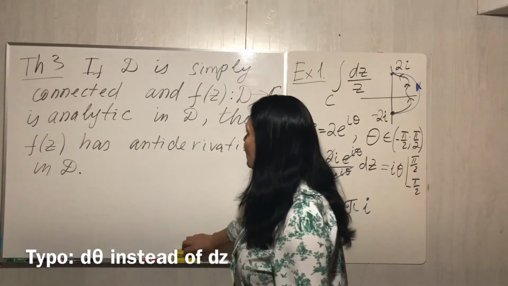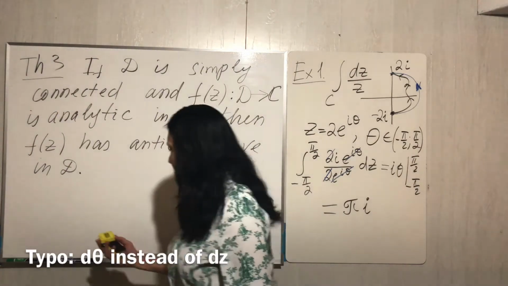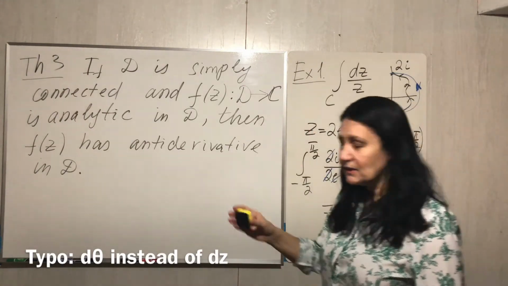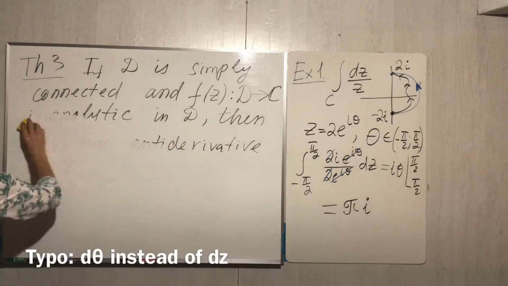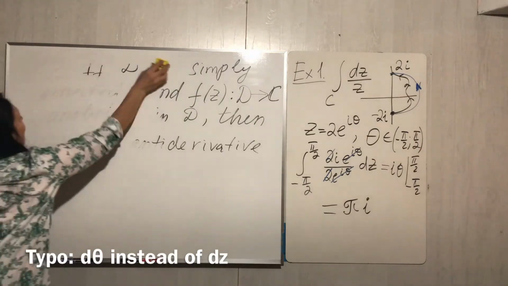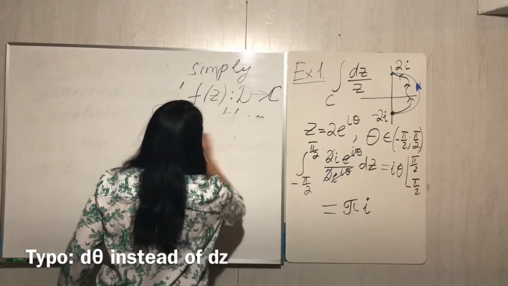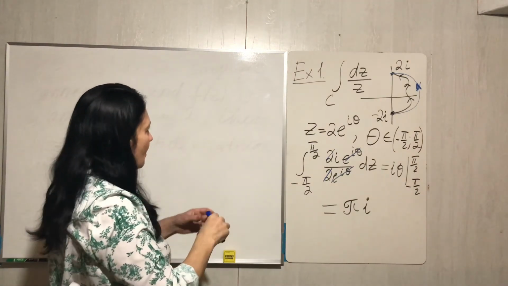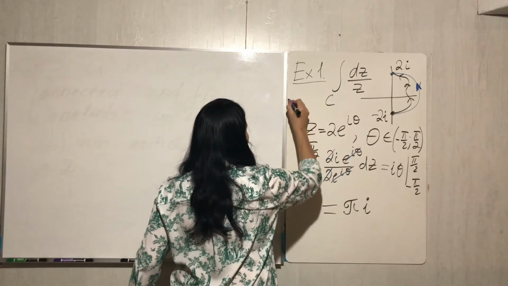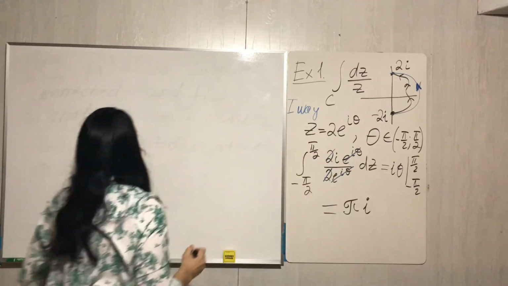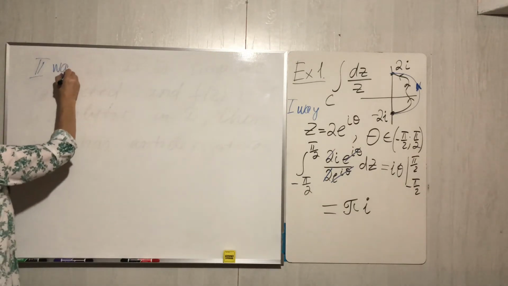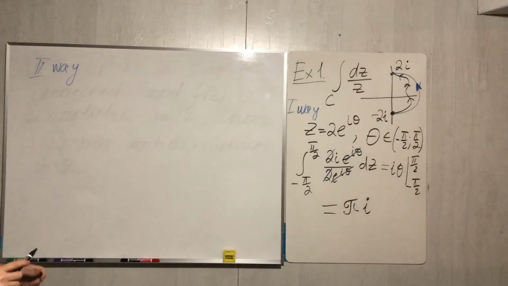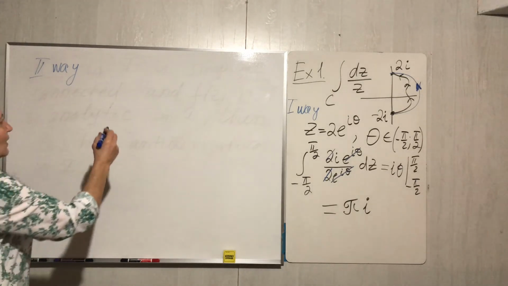And also, if we want to use an antiderivative, then we can compute the same integral the following way. So let's call it the first way, and then look at the second way. We can compute this integral using an antiderivative.